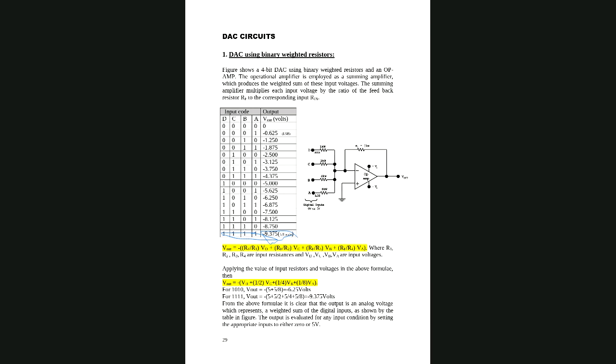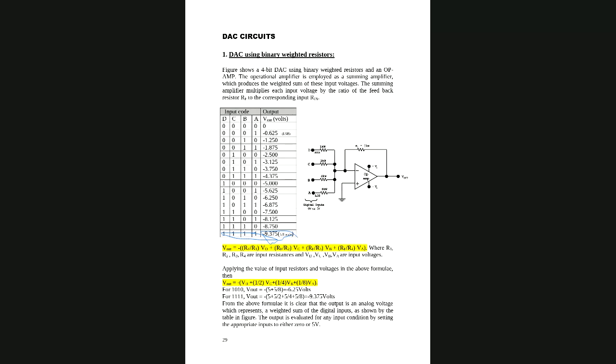Analog output over digital input. Yes, very good, Muhammad. Very simple. What is K? Analog output over digital input, right? So if I see from the last case, full scale, minus 9.375 over what? 11111. What is 11111? It is 31, right? You can find it. Or from the second step, when you find it, it will be minus 0.625 volt.